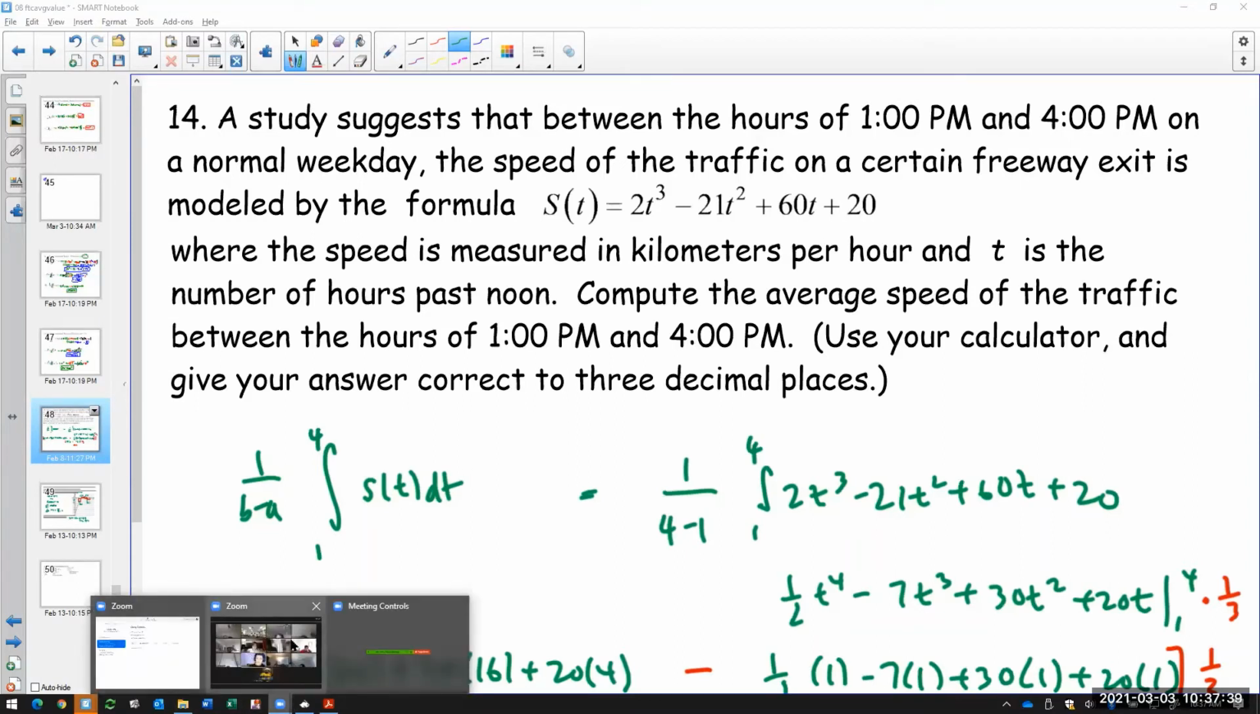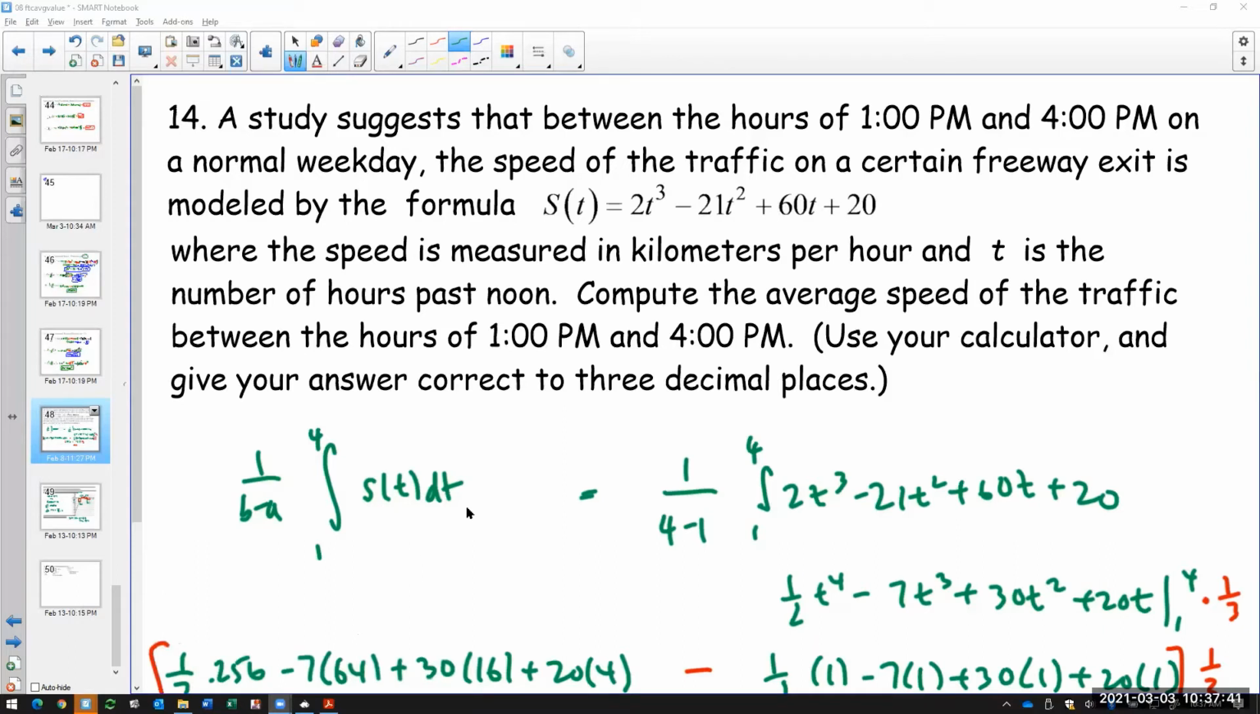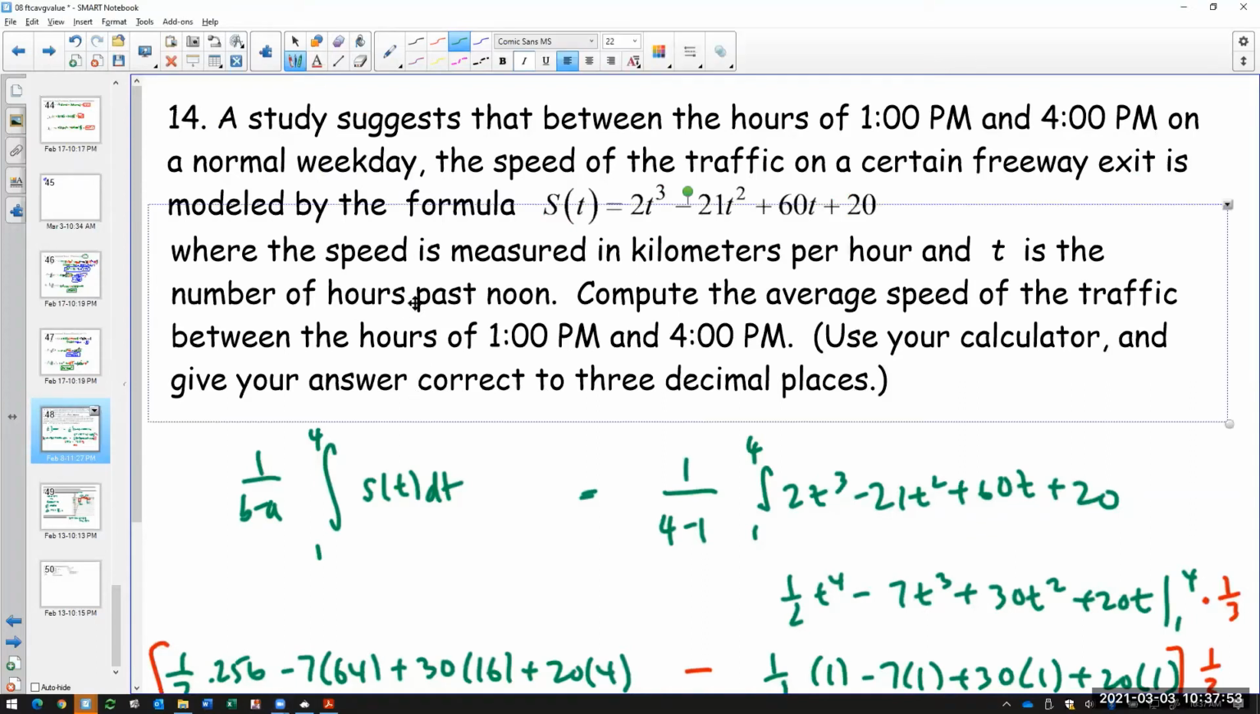On the average value theorem, does it matter which one you put as your B and which one you put as your A? You can pick anything as A and B, but you have to plug it into your formula correctly. Does that make sense? All right, 14 and 15.